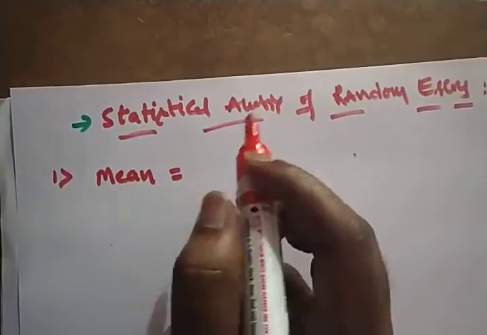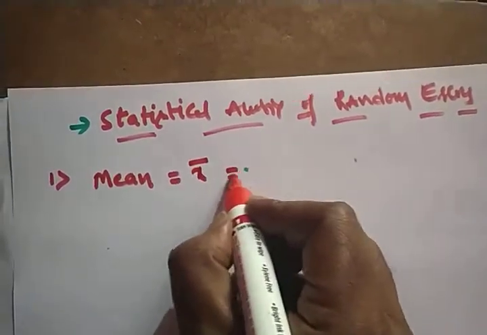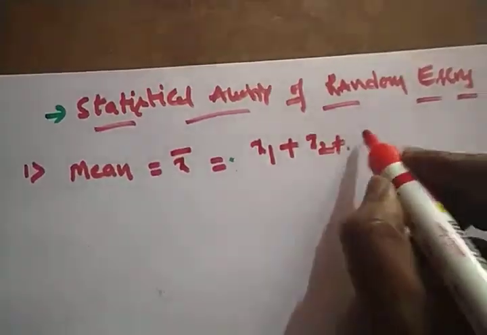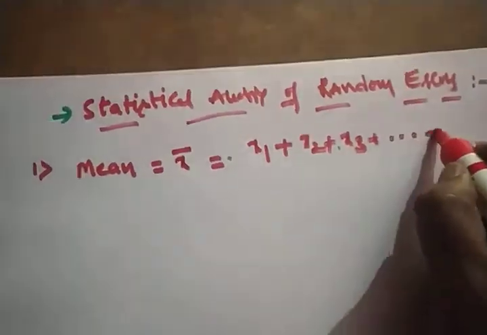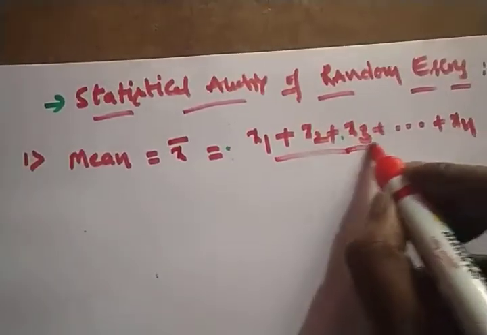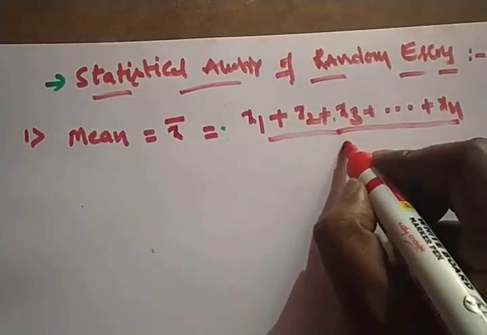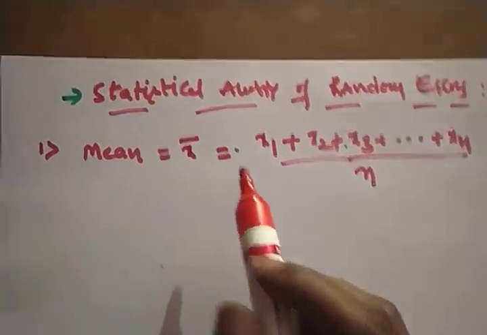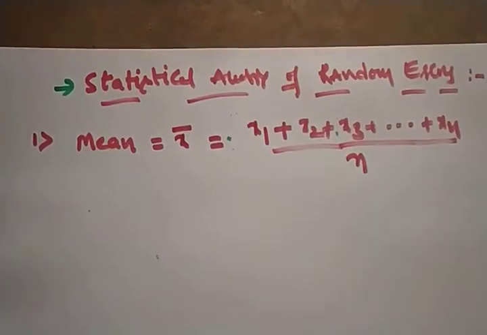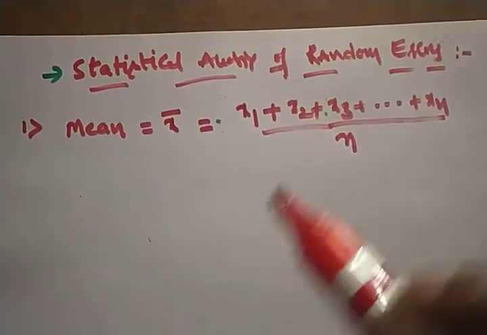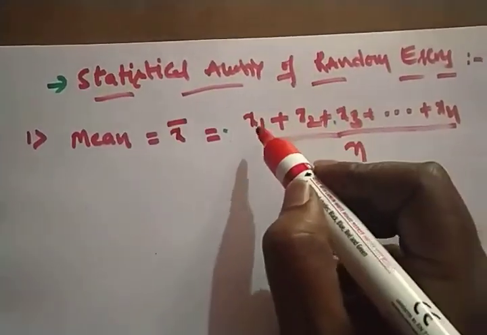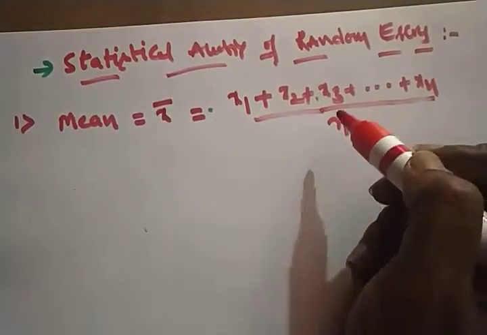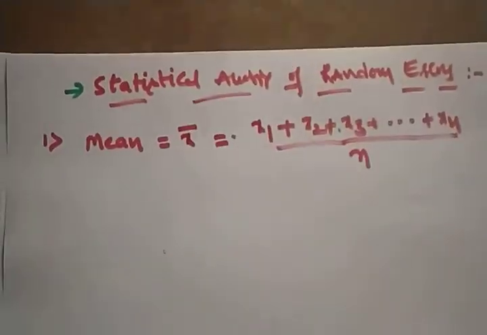So the mean is denoted by x bar. That is x1 plus x2 plus x3 and so on plus xn, divided by the number of readings. If you are using the instrument, you will get readings with random errors. To reduce these random errors, you have to take the mean value: the readings x1, x2, x3 and so on up to xn, divided by the number of readings.